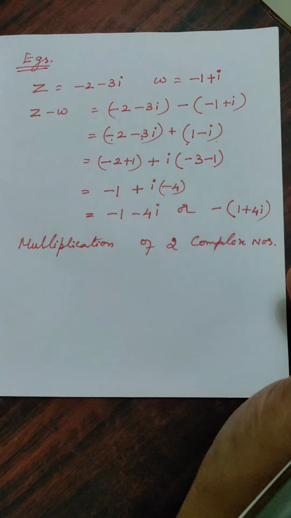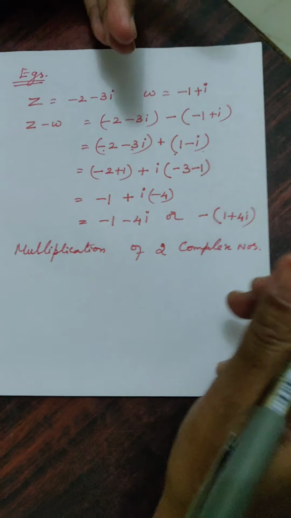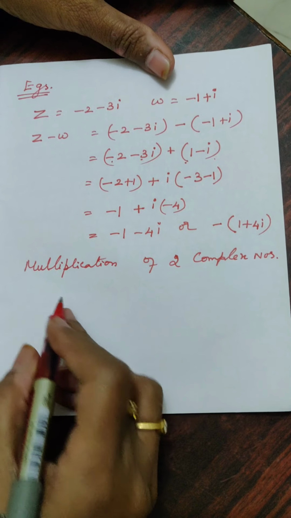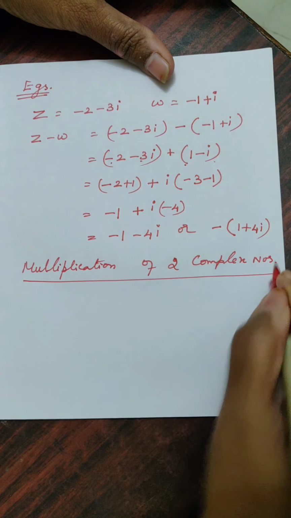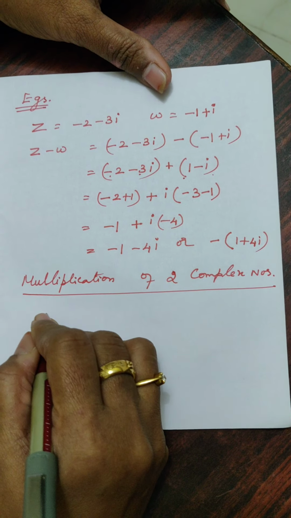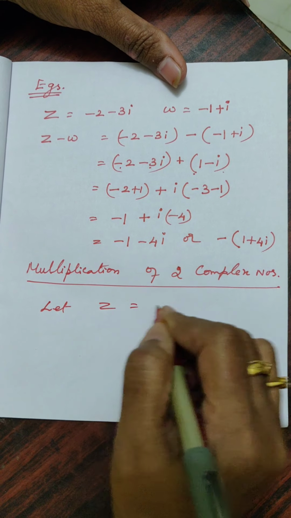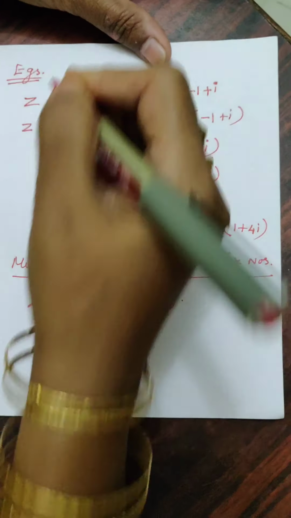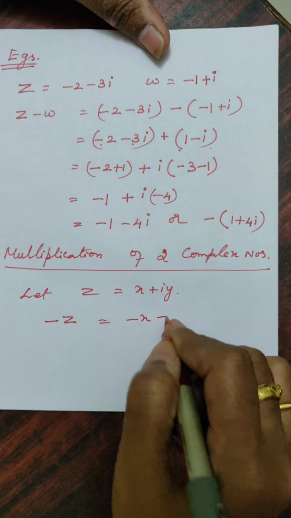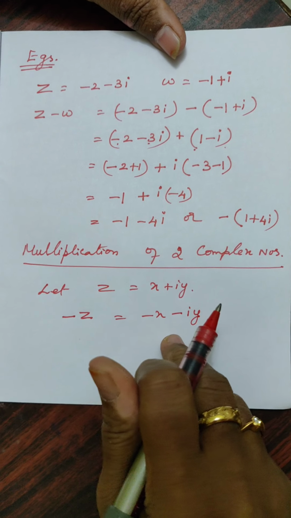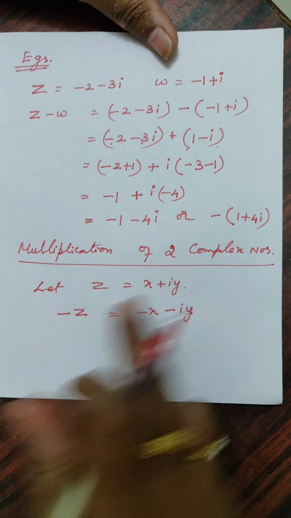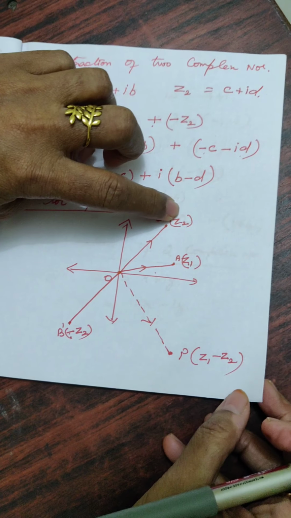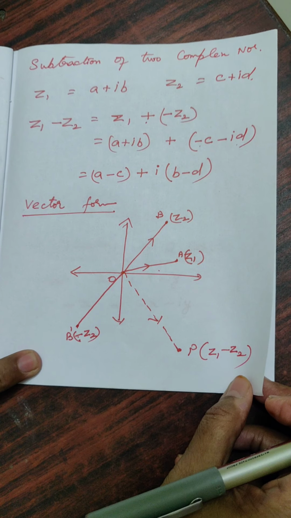Here I am always using the word vectors. Vector means vectorical addition, and instead of vectorical addition we are doing it by the algebraic method. Now, before entering into multiplication of two complex numbers, let us give some idea. If z is equal to x plus iy, what will you get? Minus z, as you already know from subtraction: minus x minus iy. Where will it lie? If z lies in the first quadrant, then minus z lies in the third quadrant.